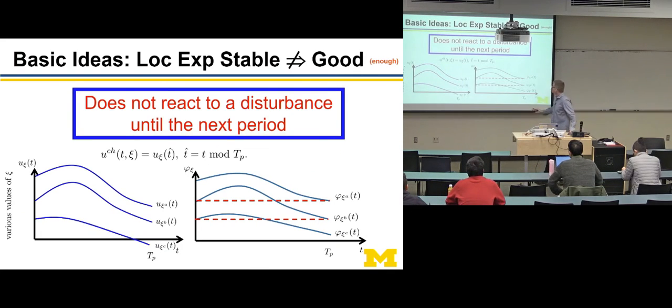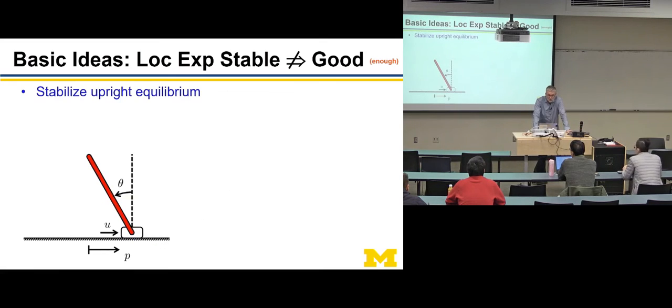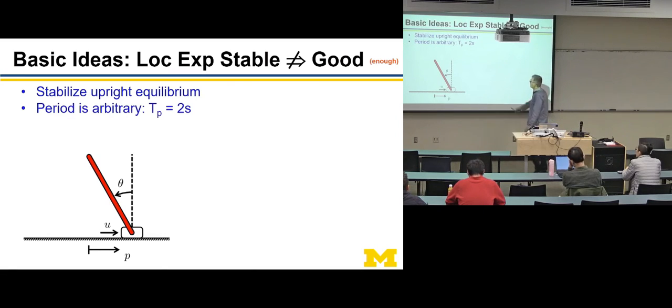Okay, so this system is going to be exponentially stable, but it's a horrible controller. Okay? And then I'm going to give you the good controller that Dennis designed. Okay, so this is a controller. So I'm going to take the inverted pendulum. The period is 2 seconds. It does not have a fundamental period. It's time invariant. So we'll just use 2 seconds.